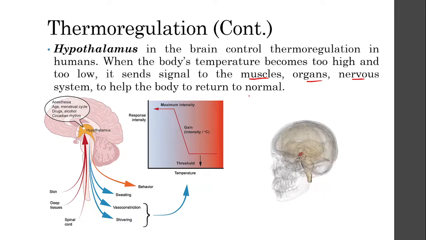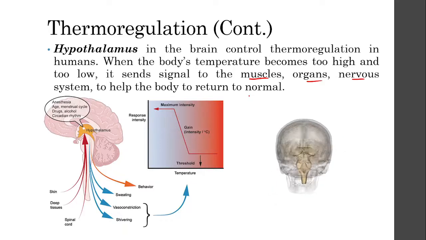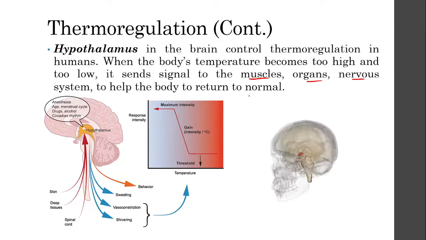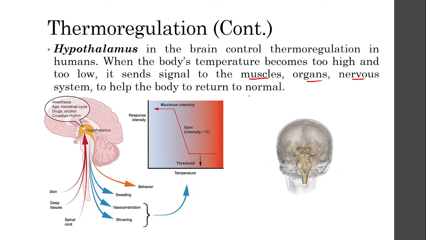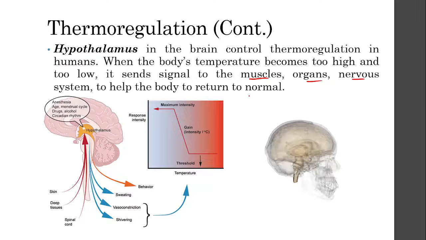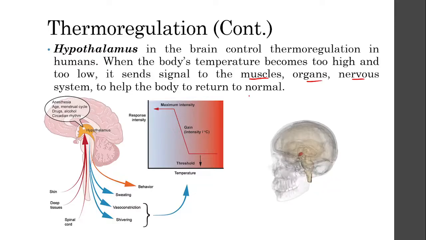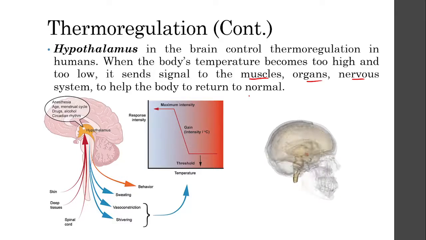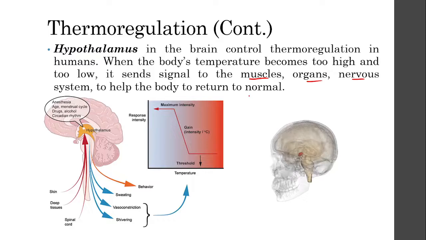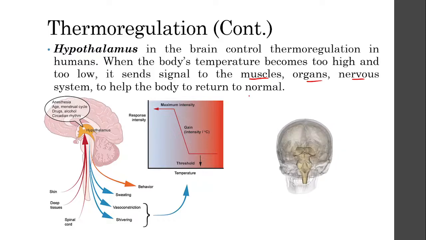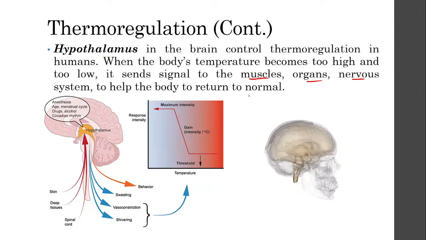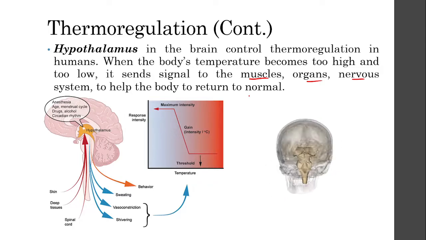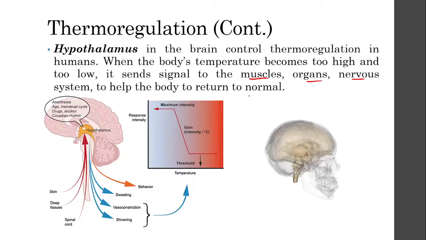And kung sobra namang init, your hypothalamus will receive a signal telling your body, wow, it's too hot. So the hypothalamus would signal your nervous system and other parts of your body, and then the nervous system, more specifically, will signal your blood vessels to vasoconstrict. And when it vasoconstricts, there's less blood flow, and when there's less blood flow, there's a lower temperature on your skin, which then lowers your temperature. So that is the job of the hypothalamus.